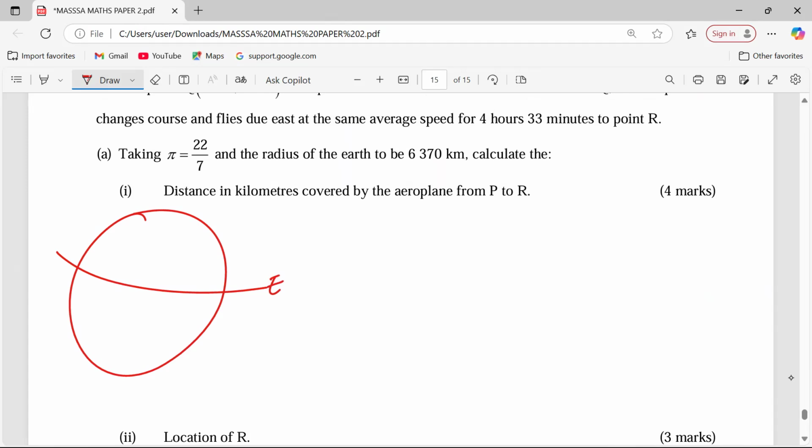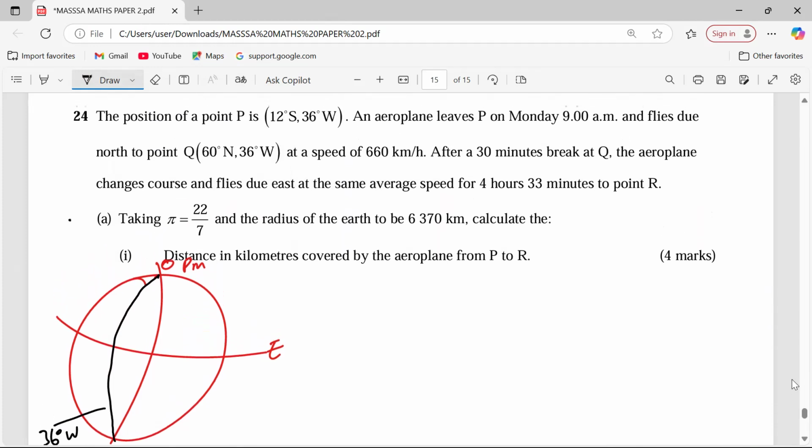This is the equator, 0 degrees. This one is 0 degrees, the prime meridian. So we are talking about 36 west. This is 36 west. Then with that, we can talk about point P, which is 12 south, meaning that P is here. We go northwards to 60 degrees north, so that now the position of Q is at that point.